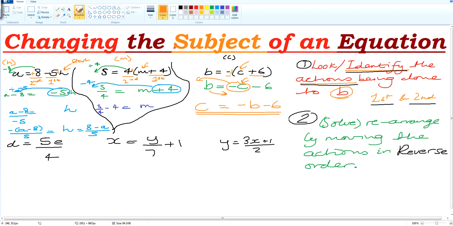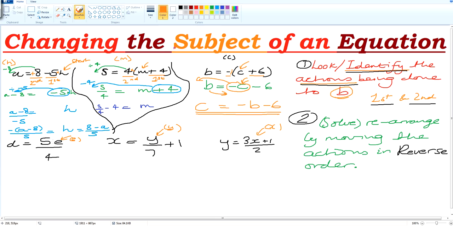Okay. Now in the next question here, we're trying to make e the subject, and here we've got to make y the subject, and here we've got to make x the subject. Okay, so let's have a look at these questions now. We're going to make e the subject in this question.